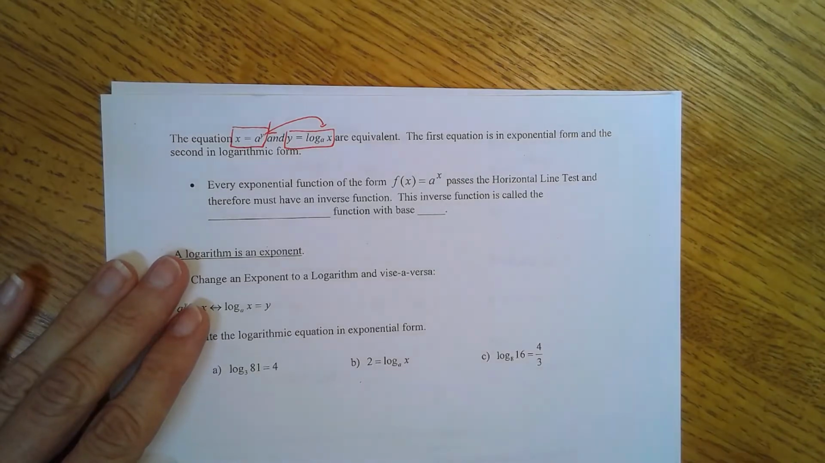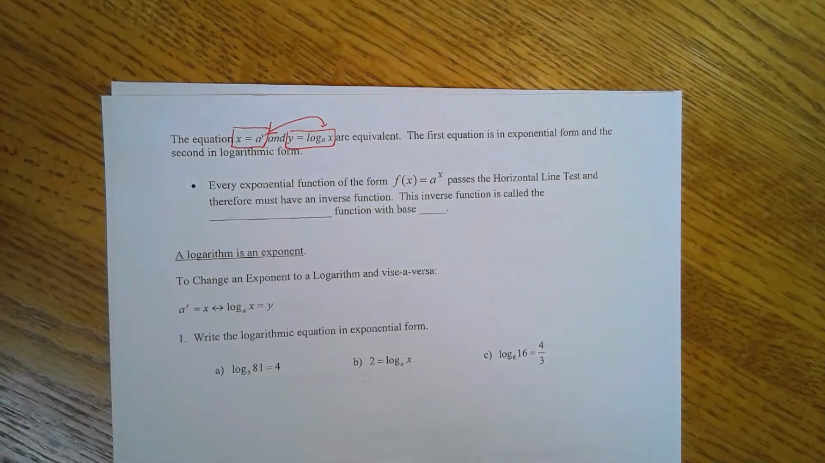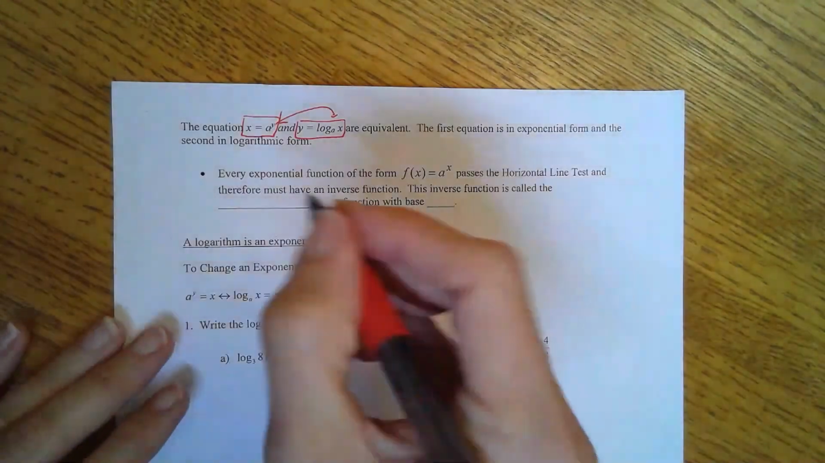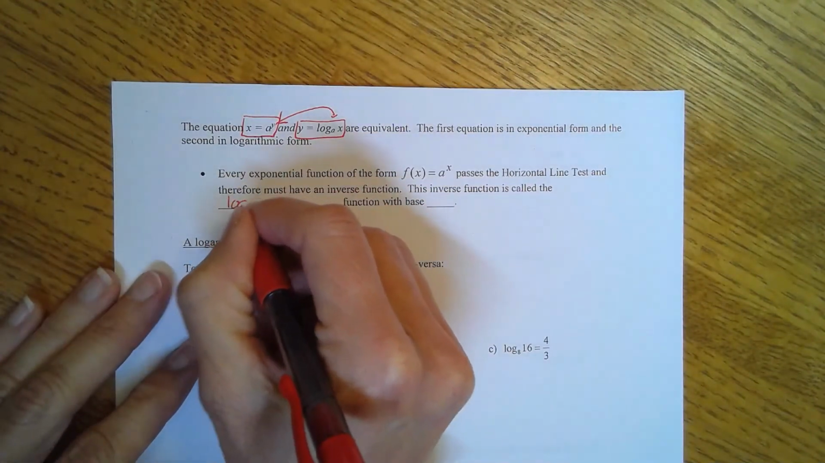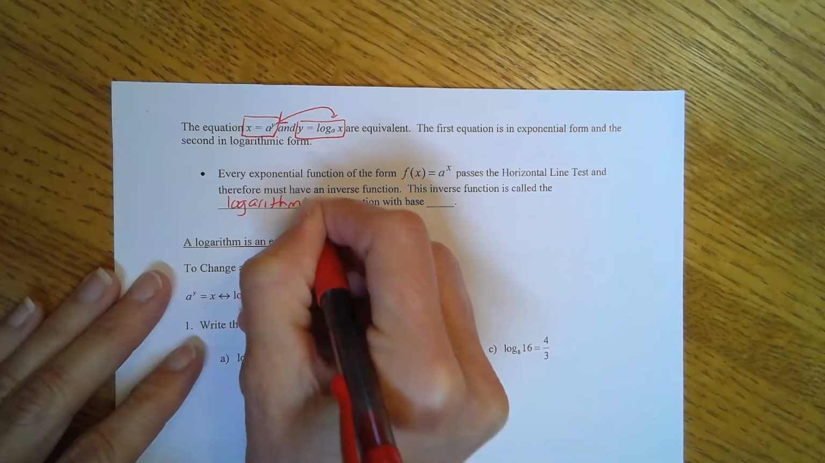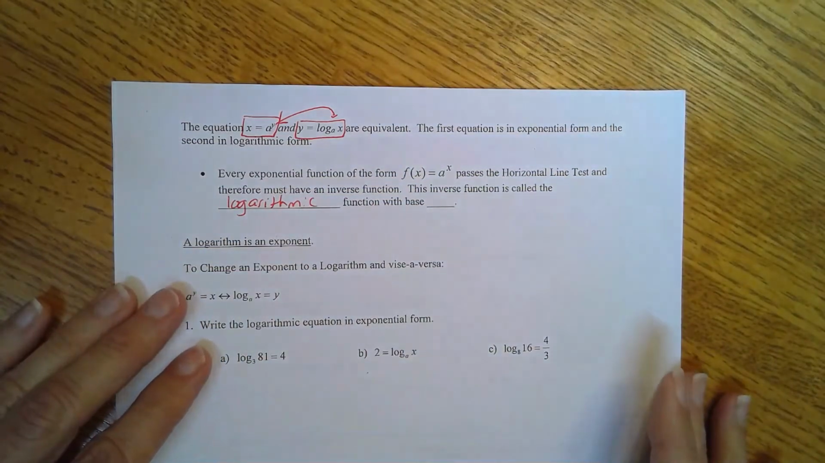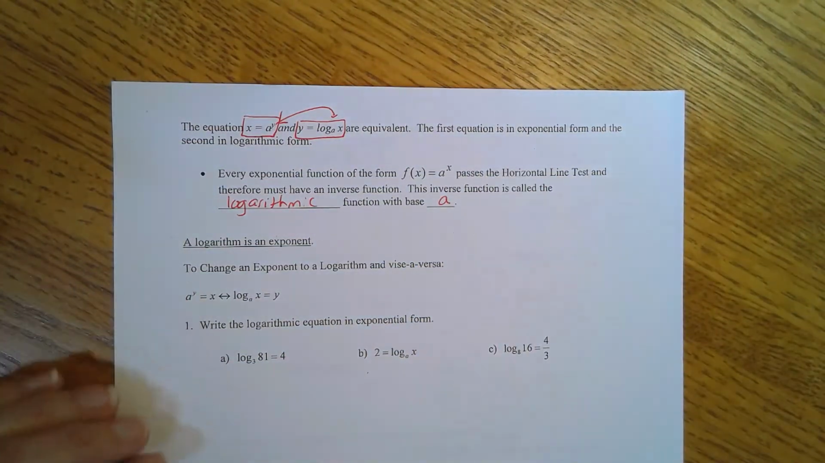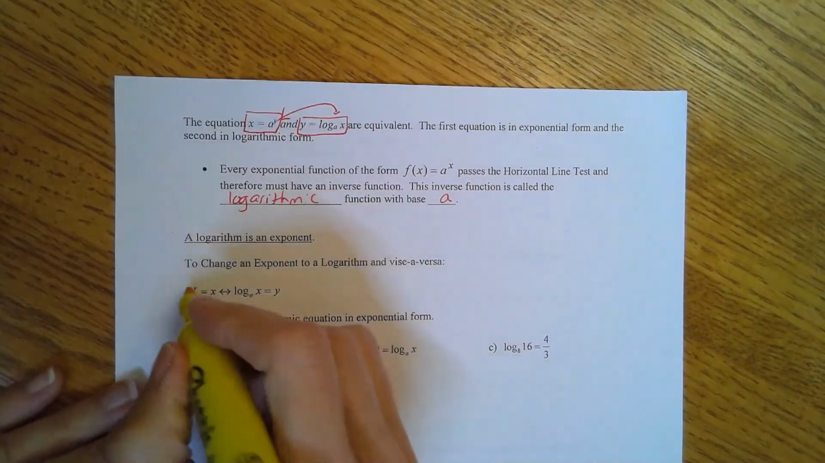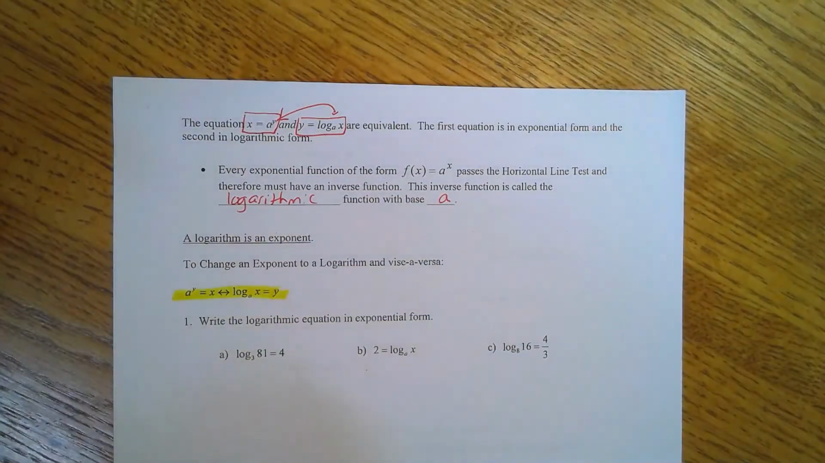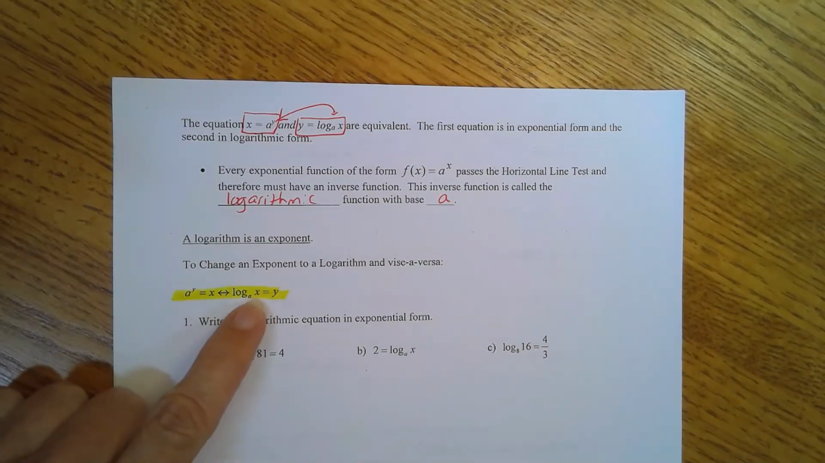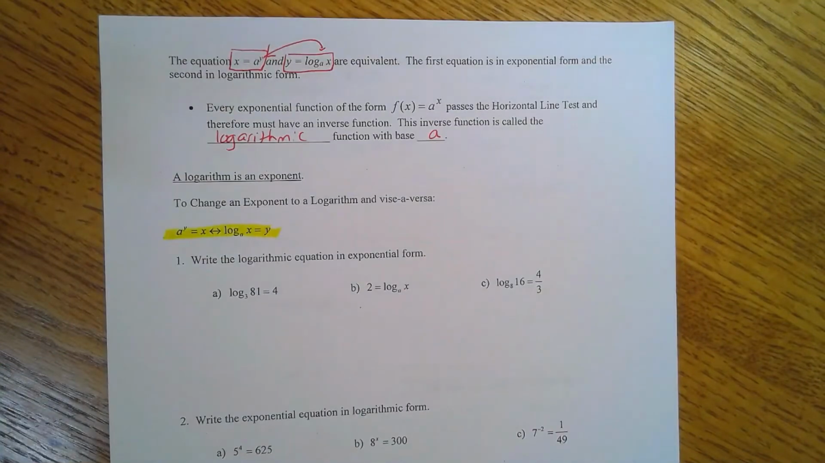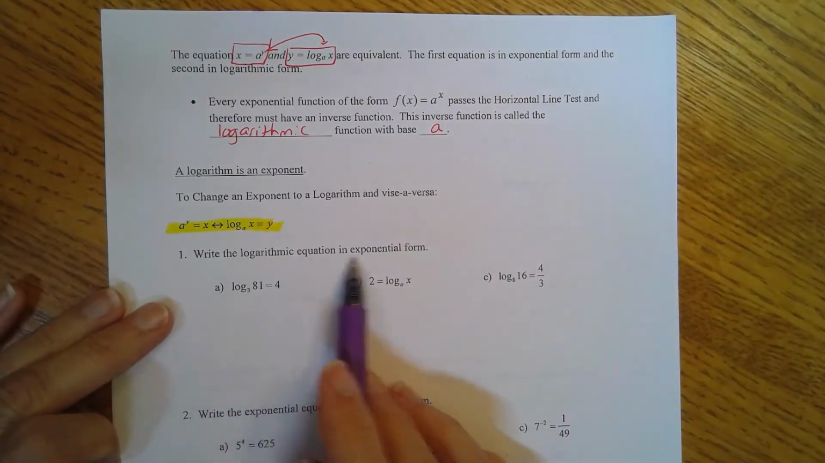So every exponential function of the form f of x equaling a to the x passes the horizontal line test. And if it passes the horizontal line test, it must have an inverse. And so now we're going to learn that that inverse function is called the logarithmic function. So the inverse of an exponential is what we call the logarithmic function with base a. So really important you understand. Highlight this, make sure you can go back and forth between the two different forms, from exponential into log and log into exponential.